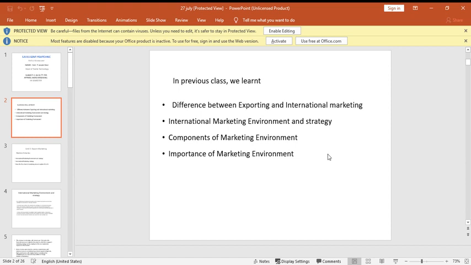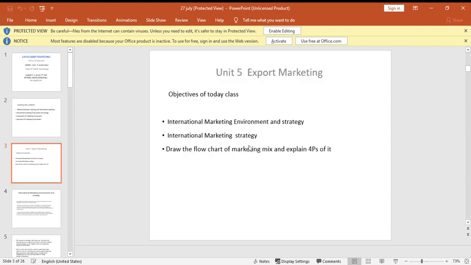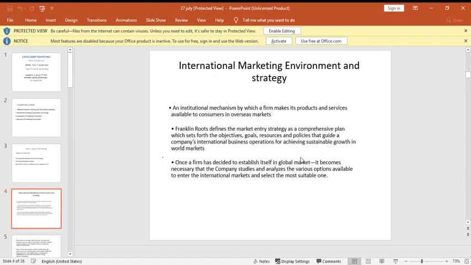Yesterday, we learned about the difference between exporting and international marketing, the international marketing environment, what components the marketing environment has, and its importance. Today, we are going to learn about the international marketing environment and strategy, what marketing strategies it has, and the flow chart of the marketing mix. So, first, about international marketing environment and strategy.